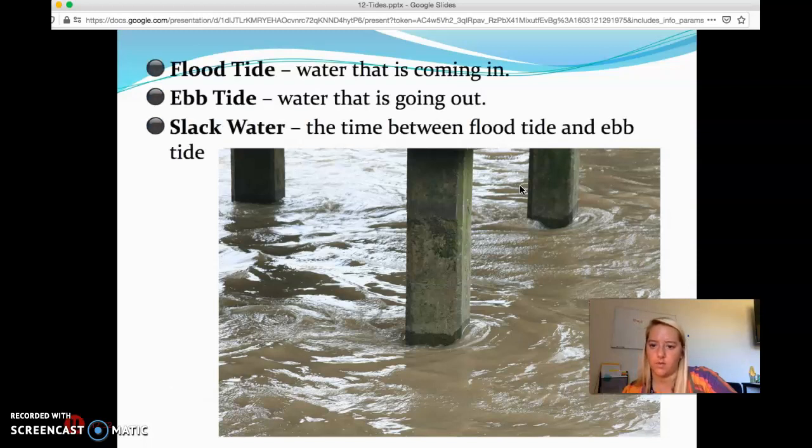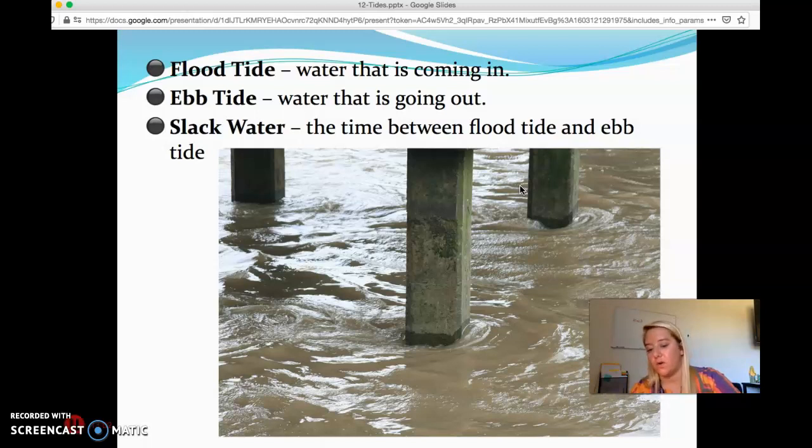And let's talk about flood tide, ebb tide, and slack water. So flood tide, that's a fancy sailor word for water that is coming in. Ebb tide, in contrast, is water that is going out. So a flood tide would be the water moving in as we are moving from low to high tide. Ebb tide would be water that's going out as we're moving from high tide to low tide. And slack water is the time between the flood tide and the ebb tide.